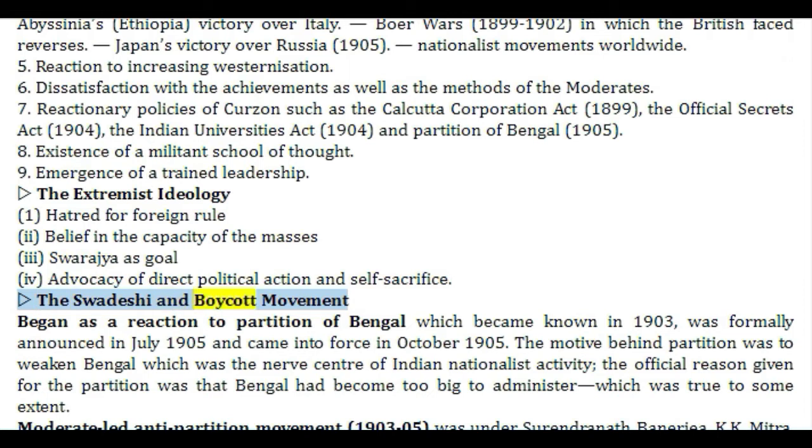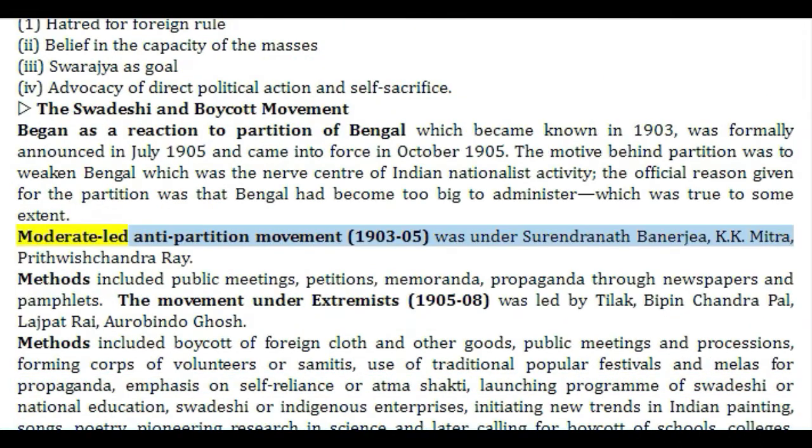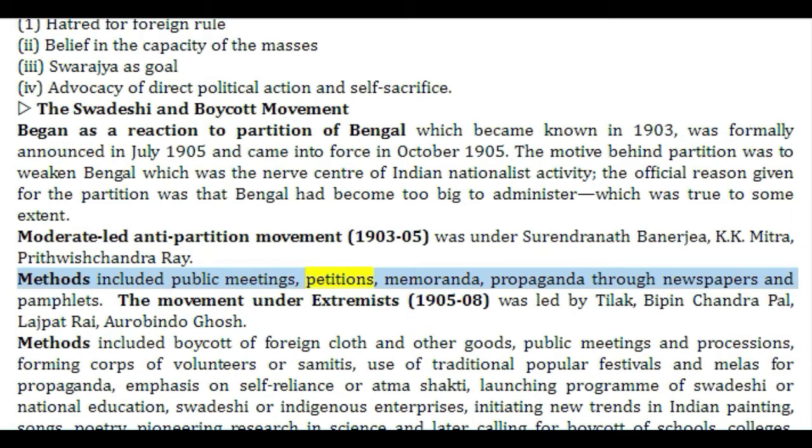The Swadeshi and boycott movement began as a reaction to the partition of Bengal, which became known in 1903, was formally announced in July 1905 and came into force in October 1905. The motive behind partition was to weaken Bengal, which was the nerve center of Indian nationalist activity. The official reason given was that Bengal had become too big to administer, which was true to some extent. The moderate-led anti-partition movement, 1903 to 1905, was under Surendranath Banerjee, K.K. Mitra, Prithvish Chandra Ray. Methods included public meetings, petitions, memoranda, and propaganda through newspapers and pamphlets.